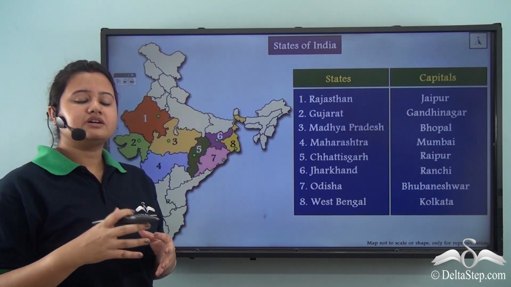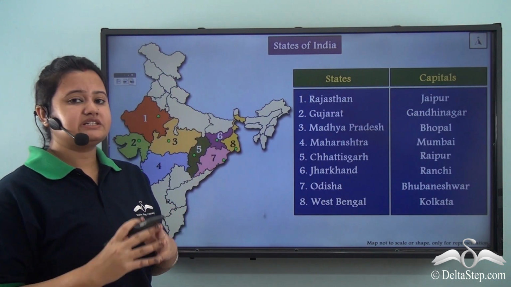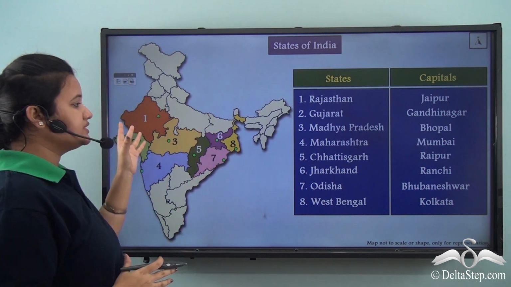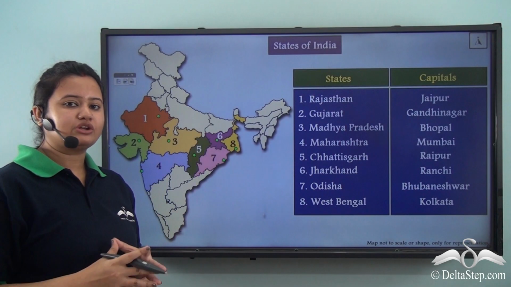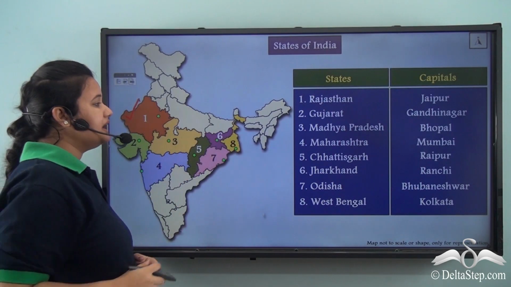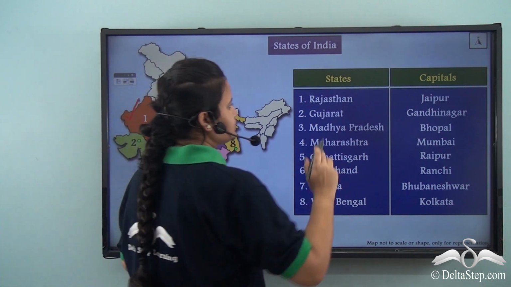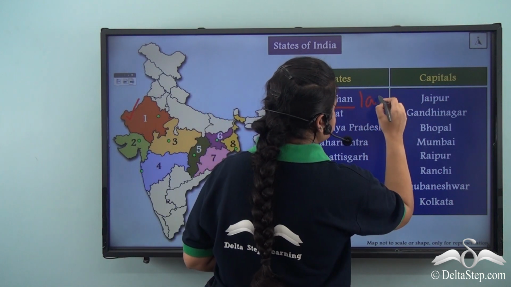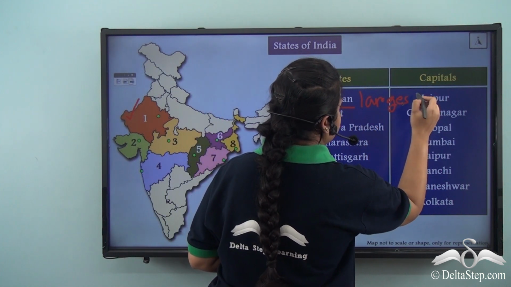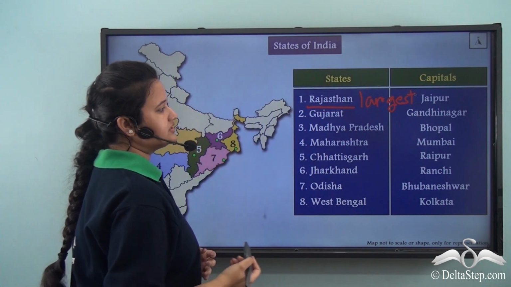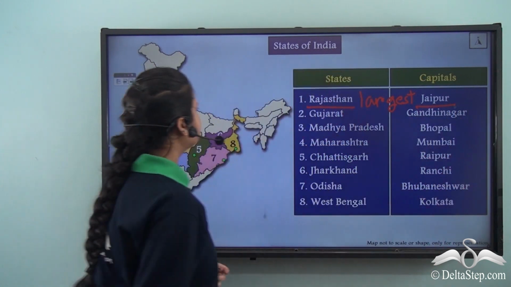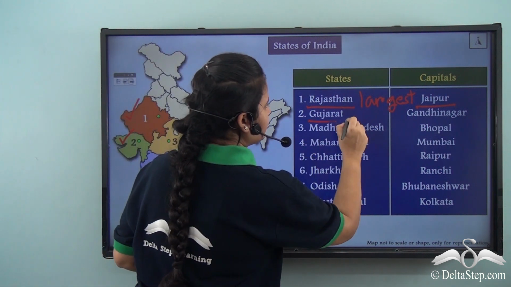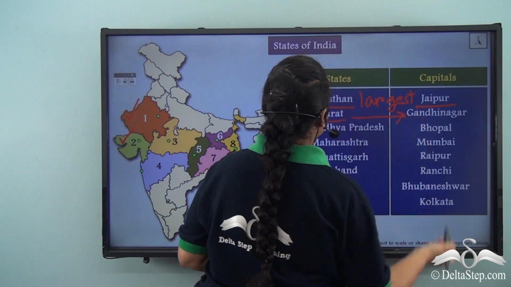We shall now discuss the states that are located in the middle portion of our country. We shall first start with the western part. A major portion of the western part of India is covered by the state of Rajasthan. In fact, Rajasthan is the largest state of India, and the capital of Rajasthan is Jaipur. To the south of Rajasthan, we have Gujarat. The capital of Gujarat is Gandhinagar.